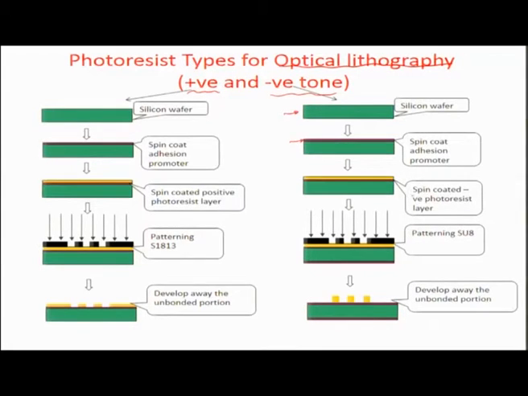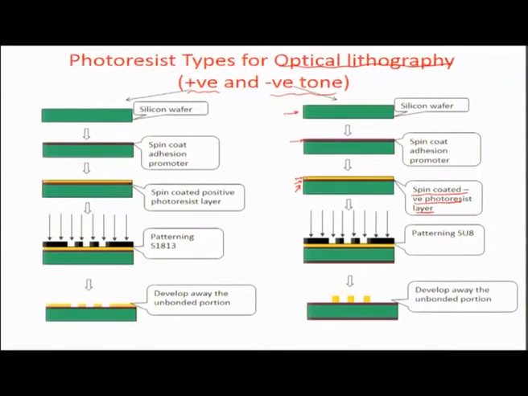There is a spin coated negative photoresist layer which comes on the top of it. You can see this particular layer. So you have a green silicon layer, you have a yellow resist layer on the top of it, and then again an intermediate adhesion promoter layer which is purple. You are patterning this layer with selective exposure to light of a certain frequency.